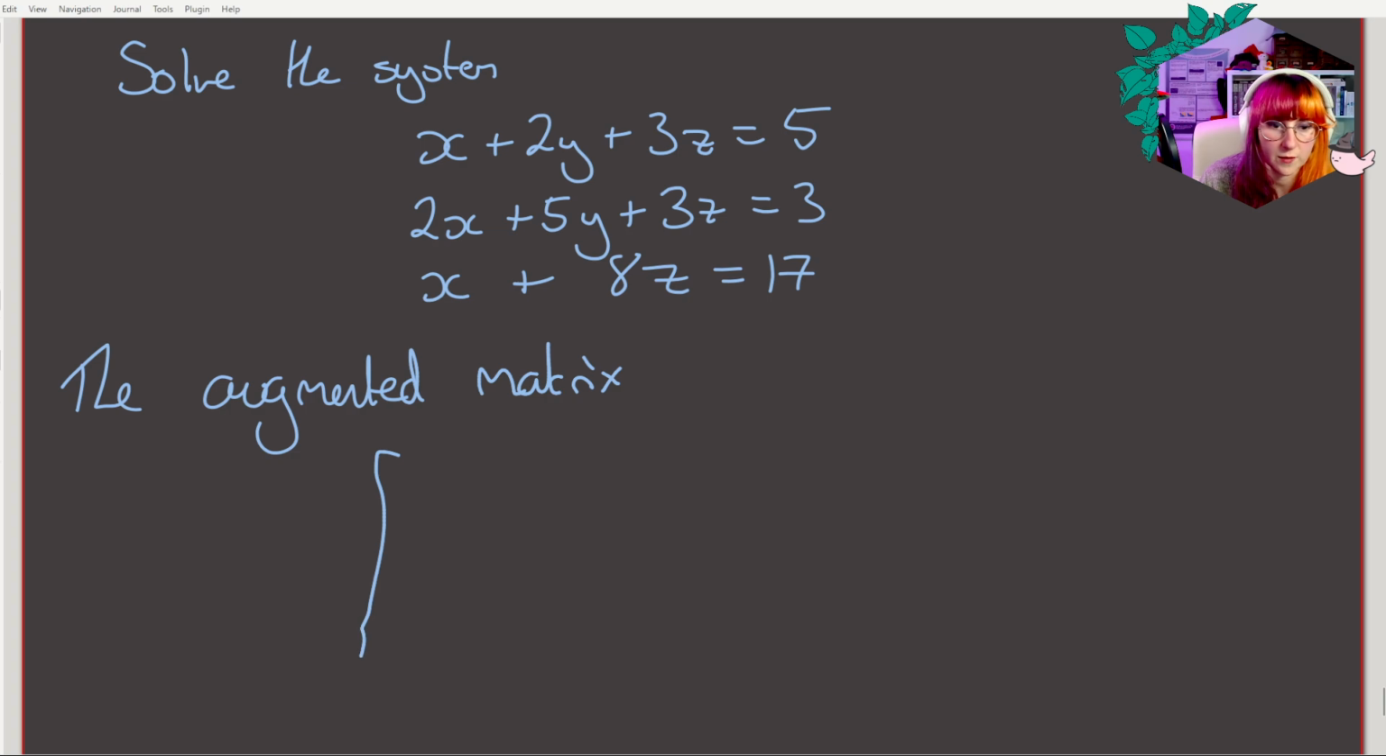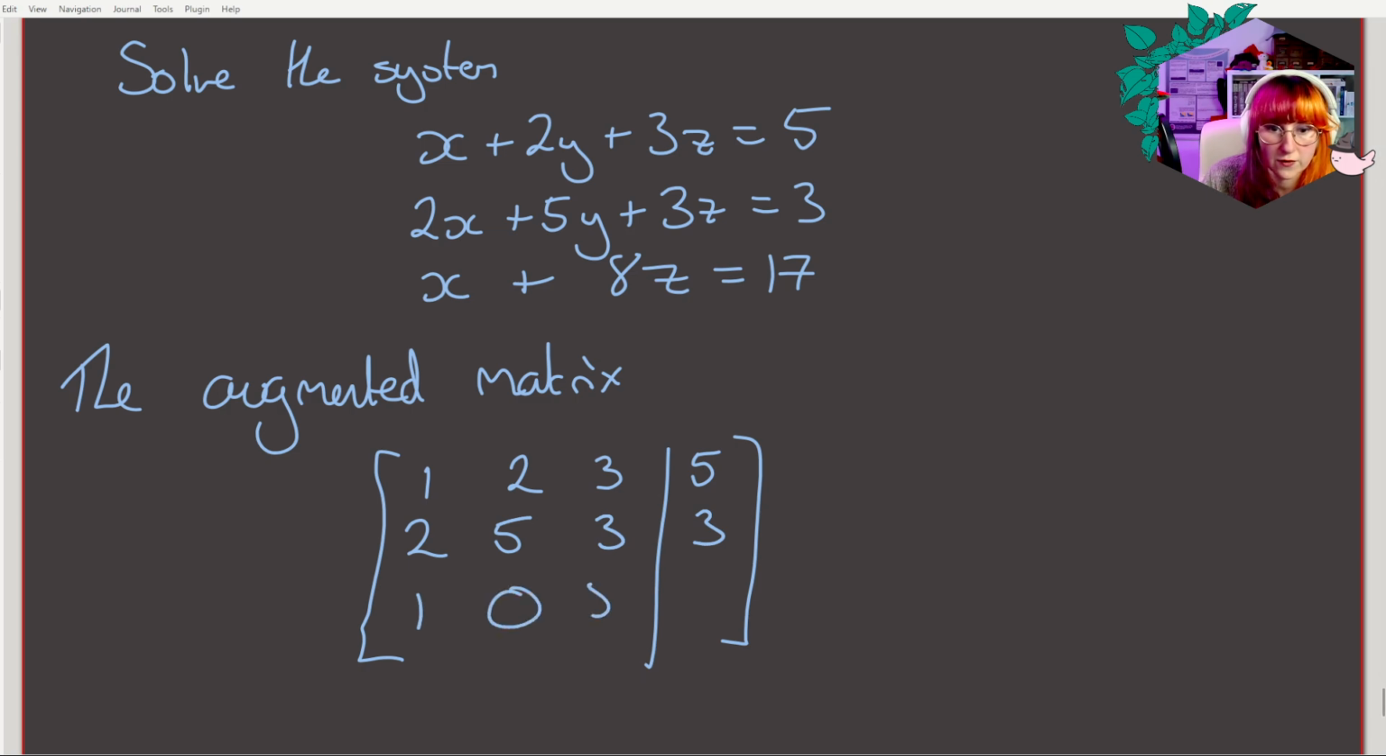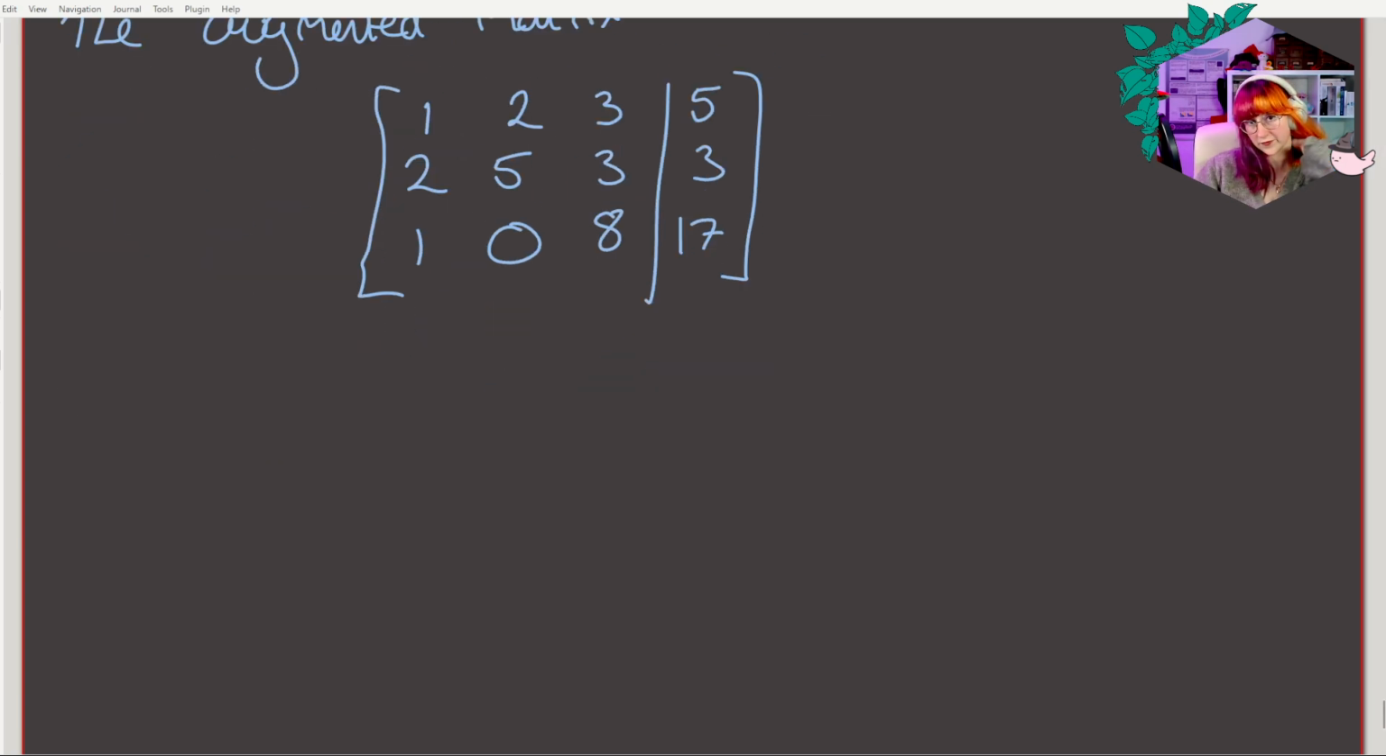So here we have to be a little bit careful because we do have a 0 in it as well. So reading off of the coefficients, we get 1, 2, 3, line 5. We get 2, 5, 3, 3, and then we get 1, 0, 8, 17. So that's our augmented matrix. So going through the steps again, we want to get the left-hand side of this, which is now a 3 by 3 matrix, into reduced row echelon form. So finding the leading one to start, we already have one, so that's okay.